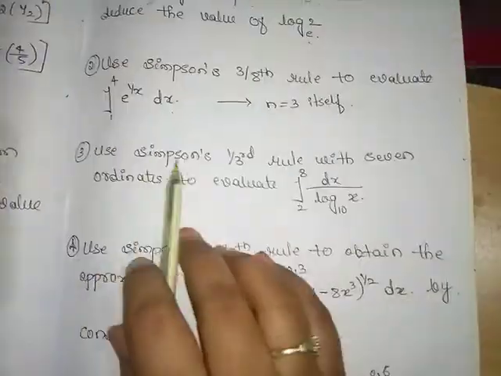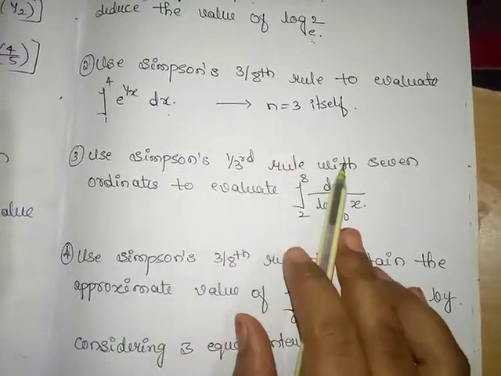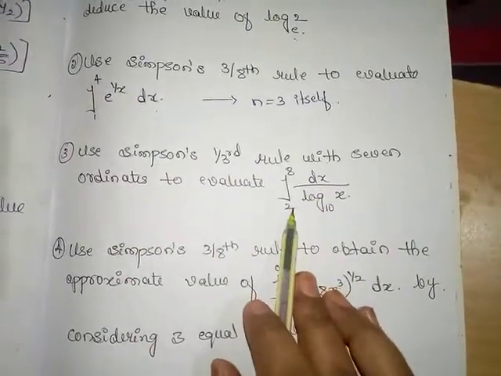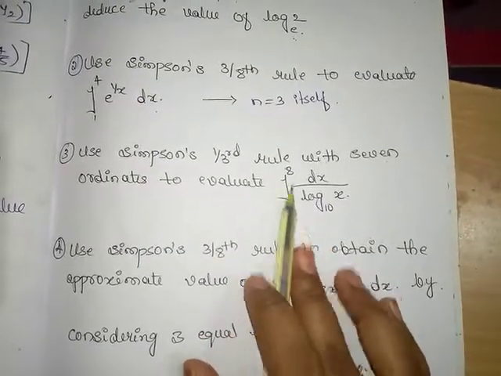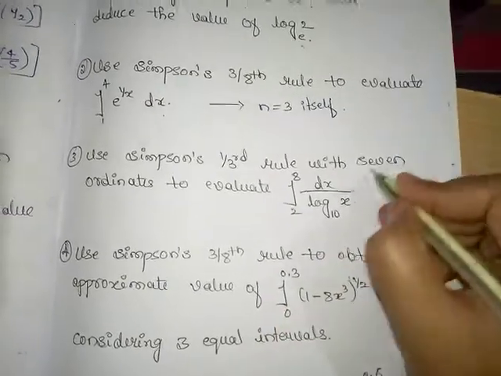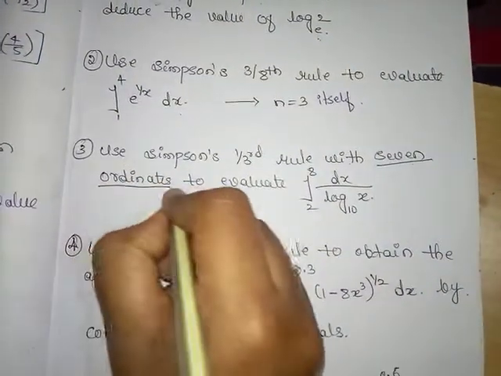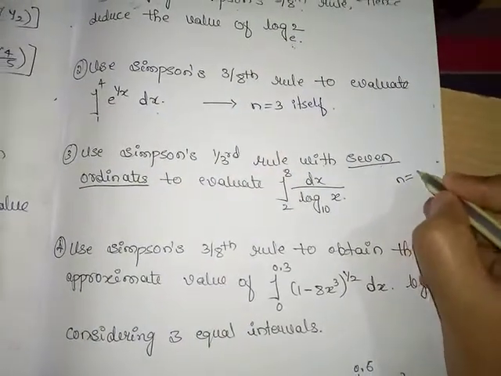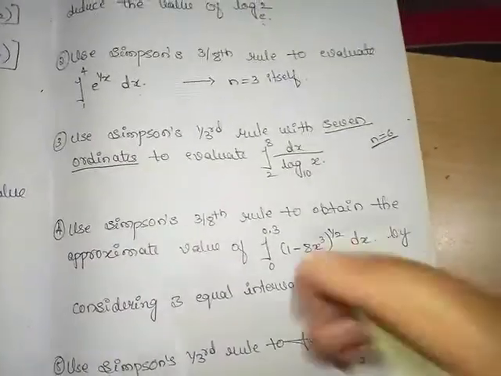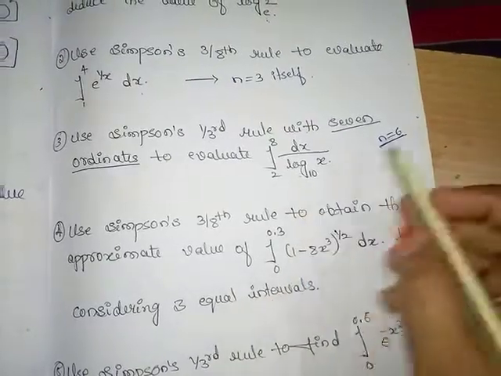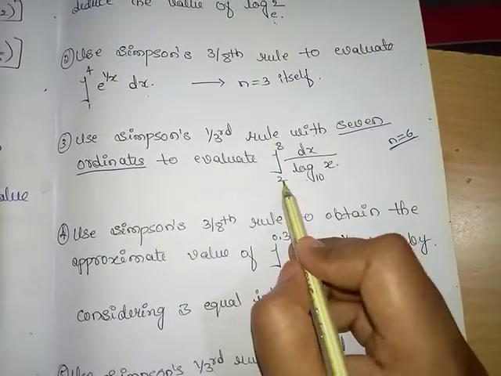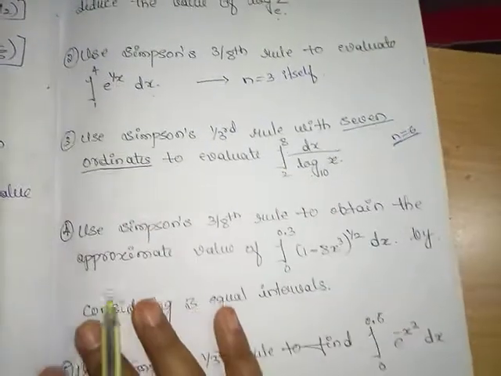Okay. Use Simpson's 3/8 rule with 7 ordinates to evaluate the integral with limits from 2 to 8, dx divided by log x to the base 10. Here also, 7 ordinates means what? n is equal to 6. They are given. This integral has 7 ordinates, means n is equal to 6. Here a value is 2, b value is 8.